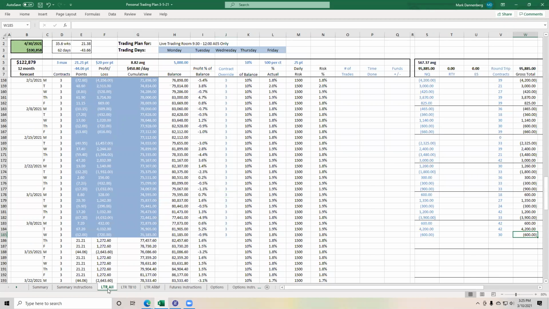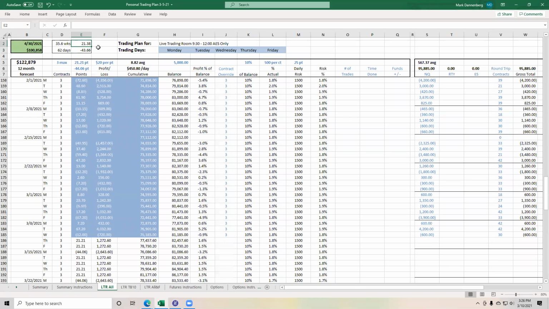All right, so let's start with the 9:30 to noon. We're going to go up to the top of the worksheet here. We have 35.6 weeks under our belt. That's what our history is. 35.6 weeks ago, we started tracking the performance in the 9:30 to noon category and plugging it into a personal trading plan. During that 35.6 weeks, there have been 62 losing days, and we have averaged on our winning days 21.38 points. We've averaged on our losing days 43.66. So our losing days are 43.66. Our winning days are 21.38.